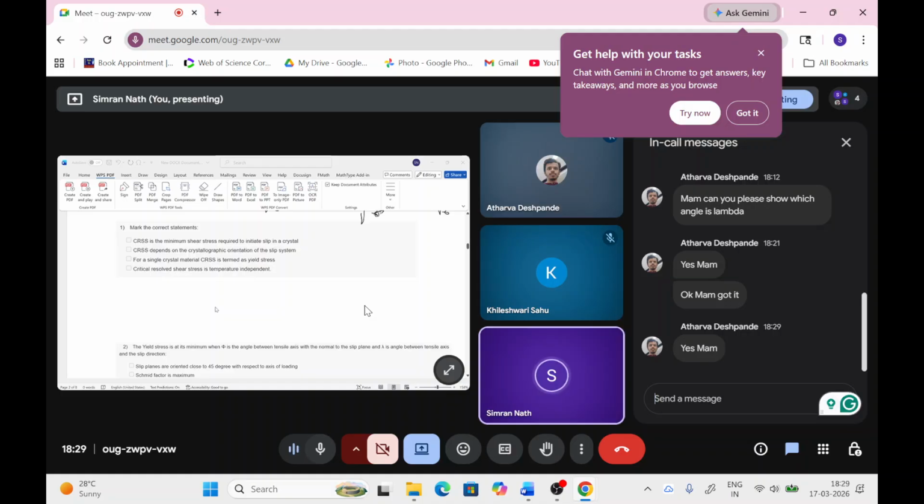Next, the CRSS depends on the crystallographic orientation of the slip system. So it is also correct, because the crystallographic orientation defines the critical resolved shear stress for a single crystal. In a polycrystal, it will be a single grain. Next option says for a single crystal material, CRSS is termed as yield stress. Yes, so this is also correct.